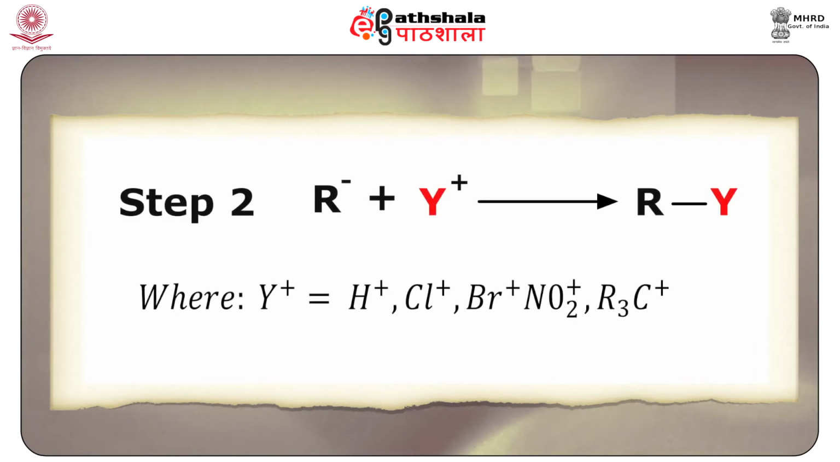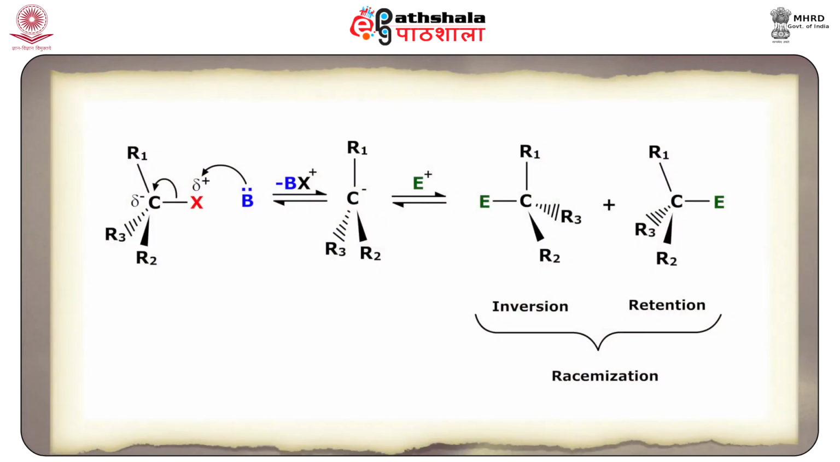The second step involves the fast combination of the electrophile, say Y plus, as you can see here, with this R minus, resulting in the product RY, which is being represented in this case. Here Y plus can be H plus, Cl plus, Br plus, NO2 plus, R3C plus, etc. like electrophiles. The stereochemical outcome of SE1 reactions is difficult to predict due to the complicated configuration of carbanions formed during the first step of ionization, and invariably the products get racemized.